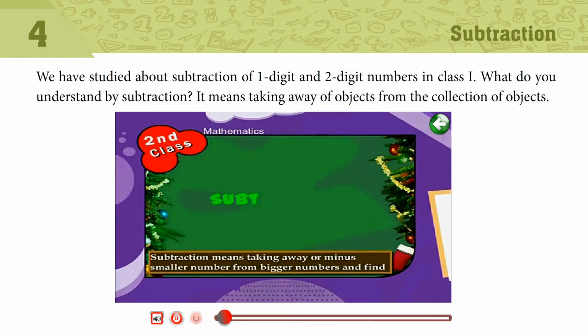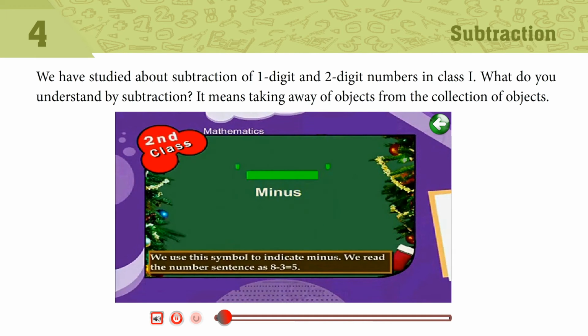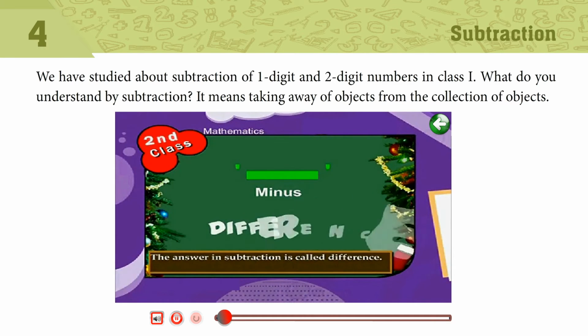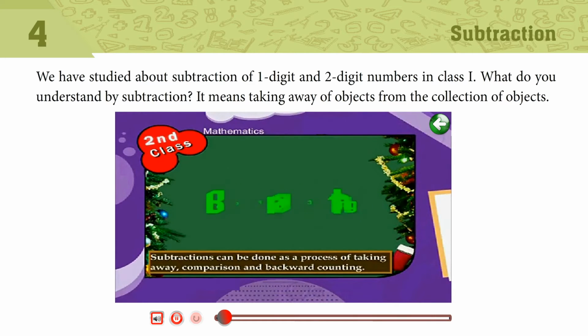Subtraction means taking away or minus smaller number from bigger number, and find out the difference. We use the symbol minus to indicate minus. We read the number sentence as 8 minus 3 is equals to 5. The answer in subtraction is called difference. Subtraction can be done as a process of taking away, comparison, and backward counting.